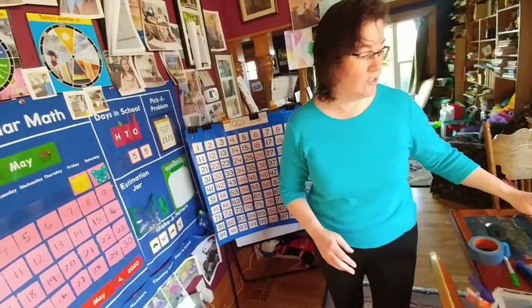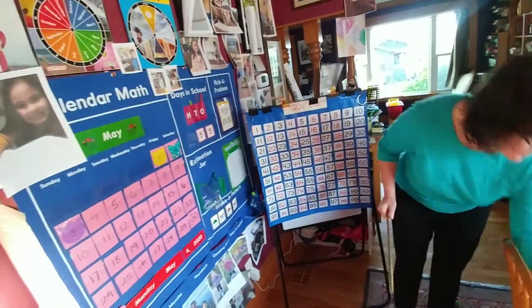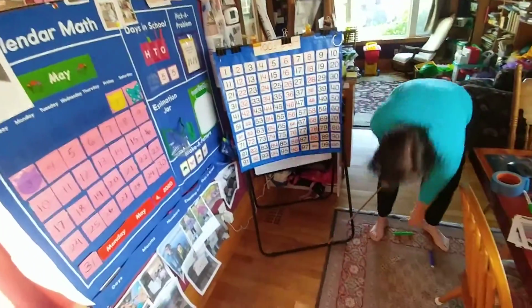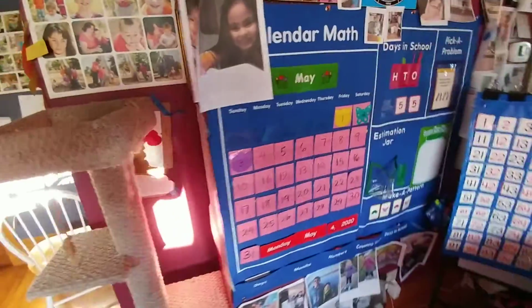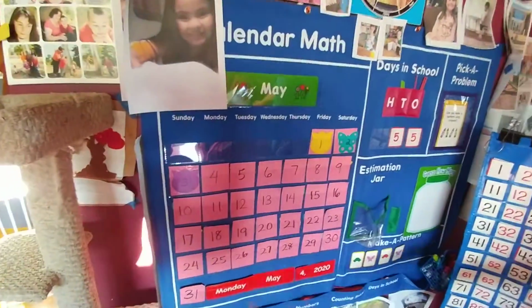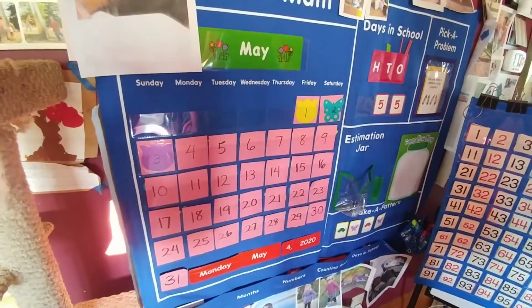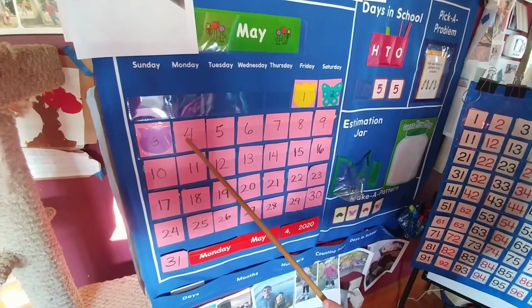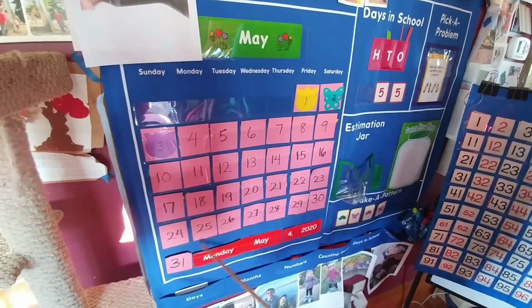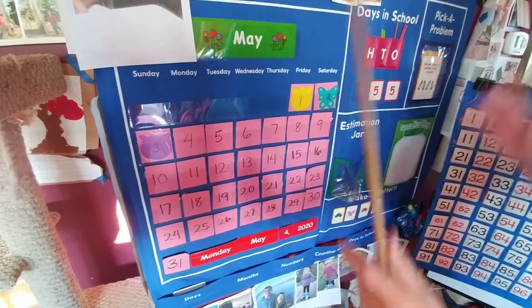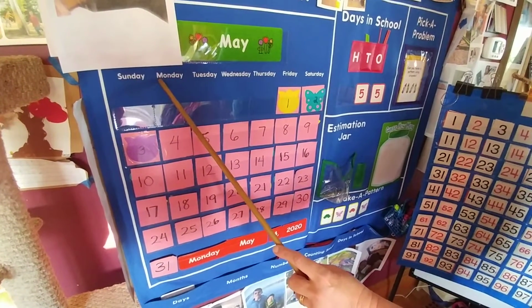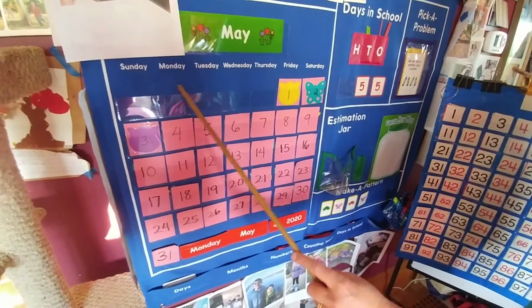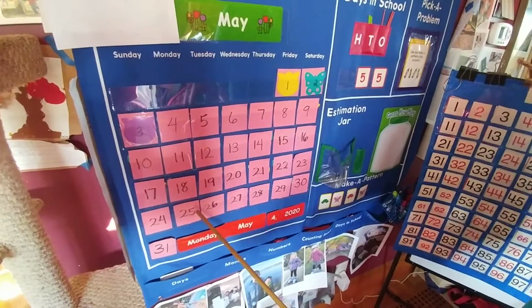All right, kindergartners. Oh, everything's falling. Today is, let's look at our calendar. Today is Monday, May 4th, 2020. If we look at our calendar, May 4th is right here. It's in the column. A column goes up and down. It's the column for Monday. At the top, you'll see the M for Monday. It is the column for Monday in May.